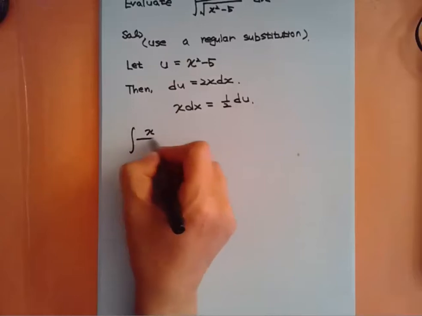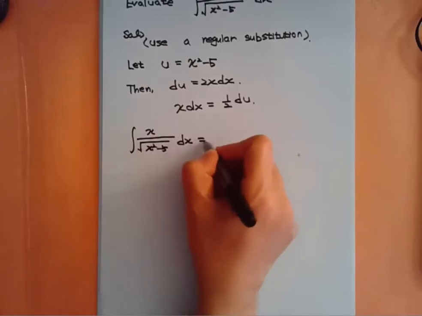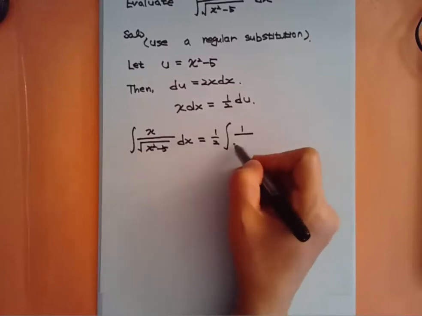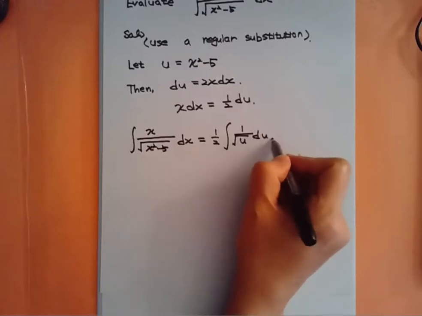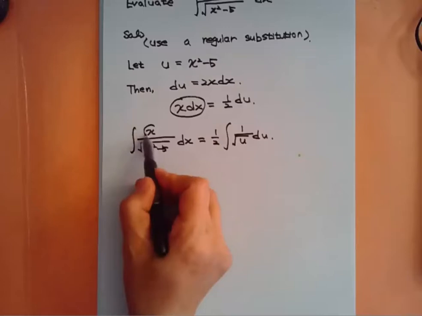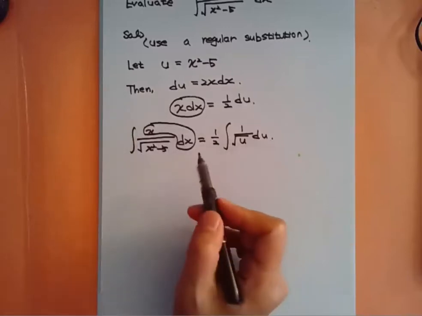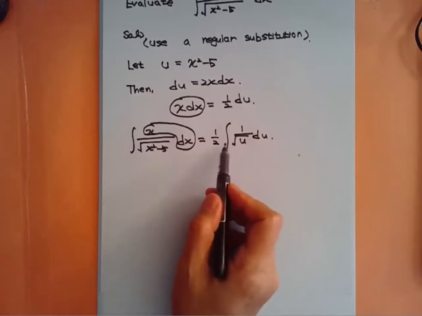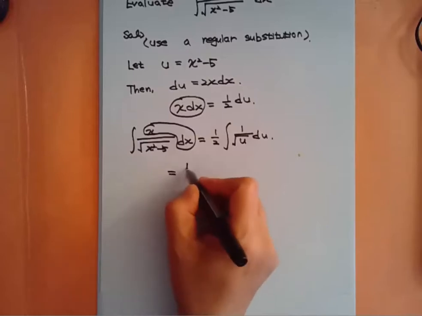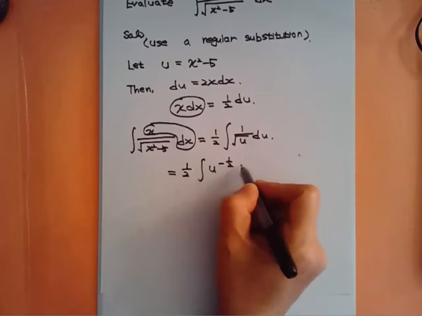So the integral of x over the square root of x squared minus 5 dx becomes 1/2 times the integral of 1 over the square root of u du, because this part is 1/2 du, right? So we can write the number in front of the integral. Then we can rewrite that as 1/2 u to the minus 1/2 power du.